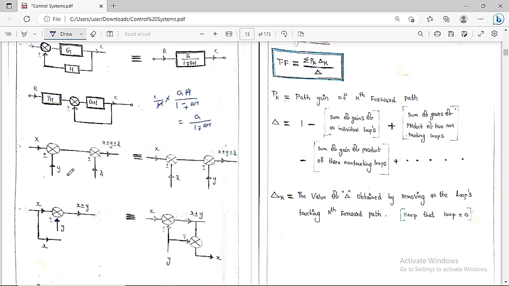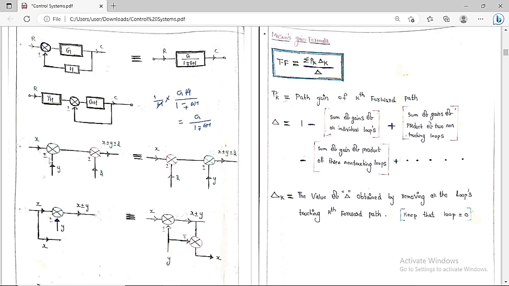Now for another thing, suppose there is a summer point here. If the input is x, and here the input is y, plus or minus, then what happens here? Here the output is x plus or minus y.